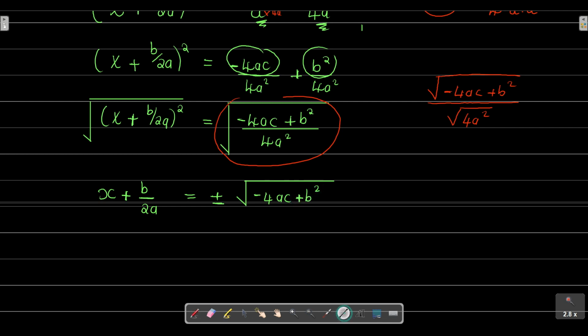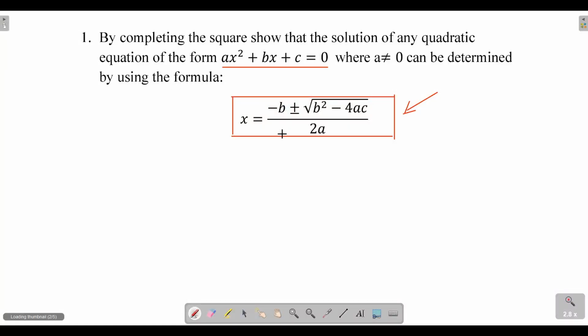What about the denominator? Can I simplify the denominator any further? Yes, I can, okay? What is the square root of 4a squared? The square root of 4 is 2, and the square root of a squared is just a. Do you guys see that we are slowly but surely getting to our quadratic formula? Do you guys see that?